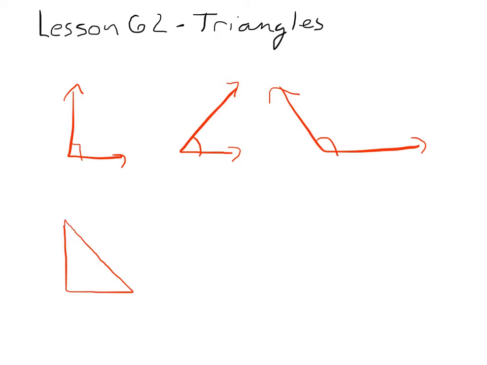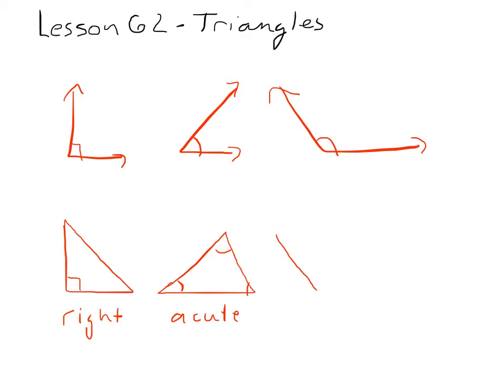Look at their angles, and in this triangle we find one right angle, so this is a right triangle. In this triangle, all of the angles are less than 90, so these are all less than 90, so they are acute. And in my last one here, this would be an obtuse triangle because one angle is obtuse.